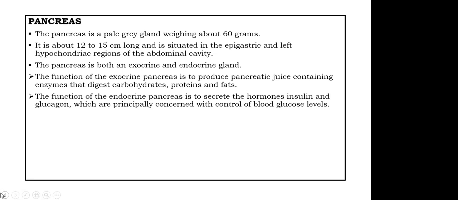And what is the endocrine function of the pancreas? Throughout the pancreas gland, there are groups of specialized cells called islets of Langerhans, that is pancreatic islets. They have no ducts, so the hormones will diffuse directly into the blood. And they help in secretion of hormones like insulin and glucagon, which are principally concerned with the control of blood sugar.